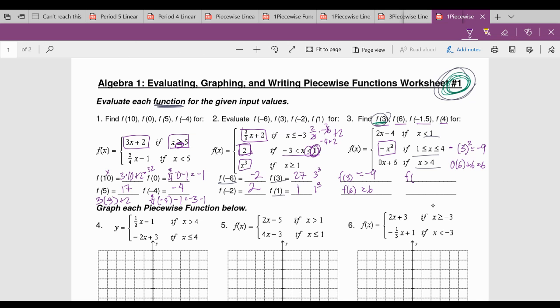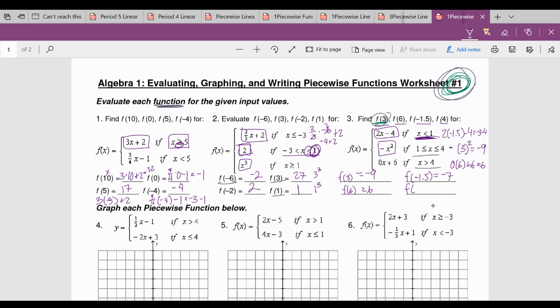My next one, f of negative 1.5. Well, that's when, let's see, x is negative, so it has to be when x is less than negative 1. So I'm going to plug it into this equation here. 2 times negative 1.5 minus 4. 2 times negative 1.5 is negative 3. Negative 3 minus 4 is negative 7.